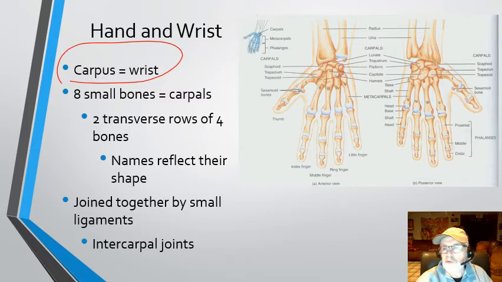Traditionally, it's two rows of four. Some people say it's a row of three and a row of five. I don't really care. It's eight. Four and four is fine with me. And a lot of times they're named by what their shape looks like. Okay, and we'll talk about them by name.